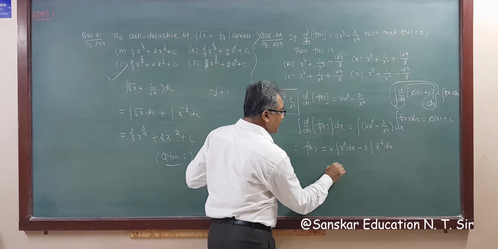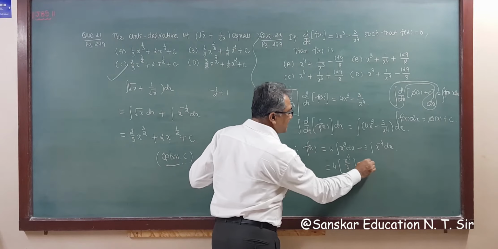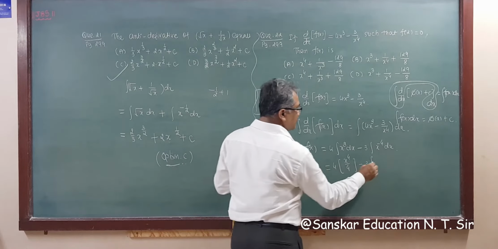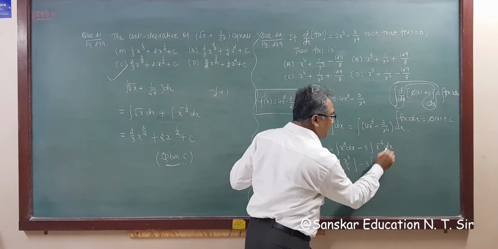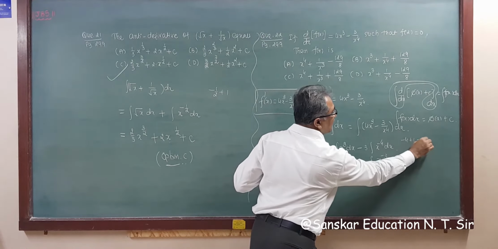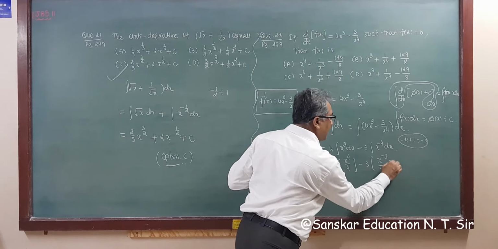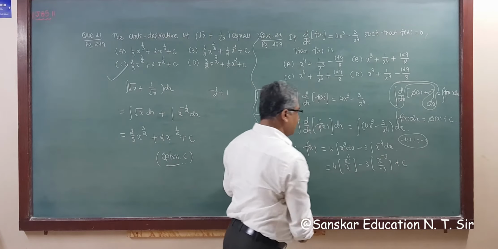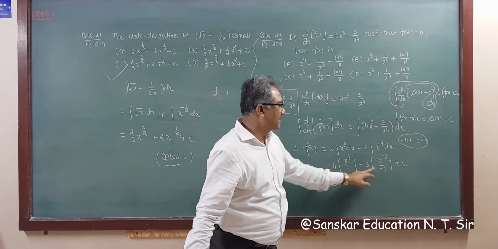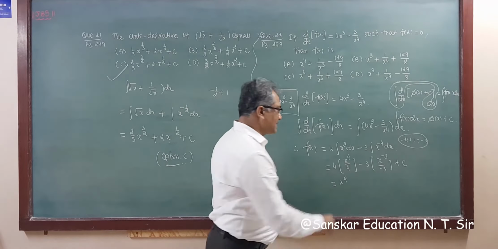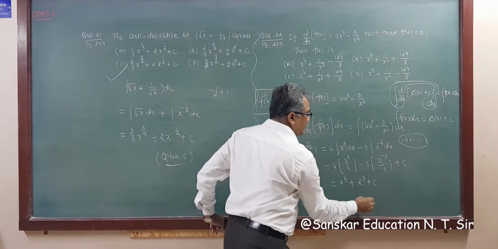So what we get here? 4 times, this is x raised to 4 by 4, minus 3 times, this is x raised to minus 4 plus 1, that is minus 3, so minus 3 upon minus 3, and plus c. Right? So this 4 will cut, answer will be x raised to 4. This 3 will cut, and minus minus plus, so plus x raised to minus 3 plus c. Say result number 1.